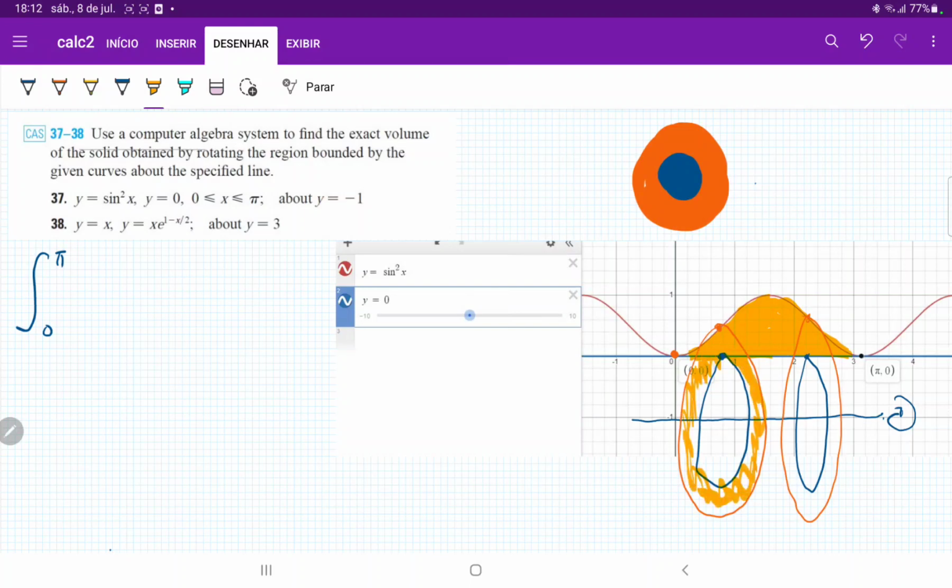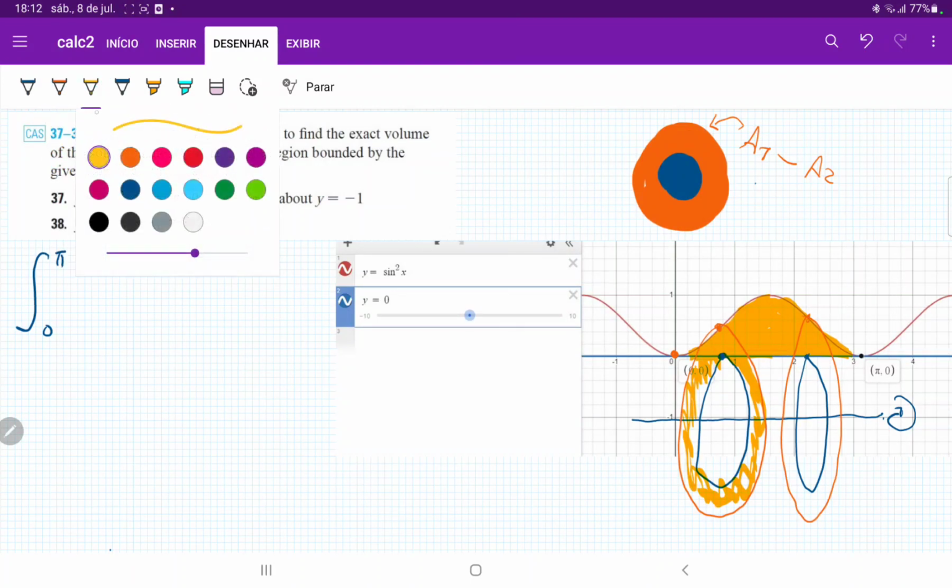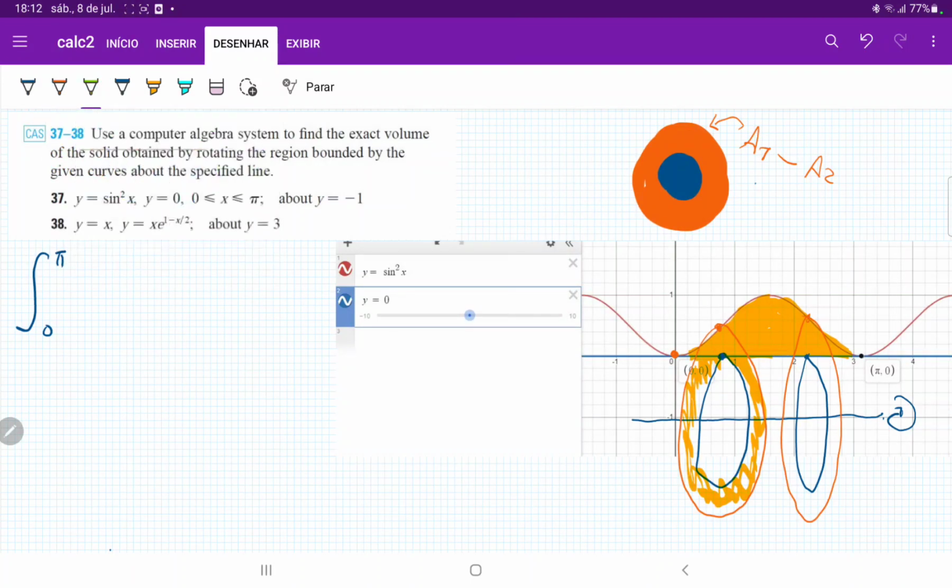So basically, when we revolve it, this ring is going to be described by A1 minus A2, where A1 is this circle that has the biggest radius r1, and A2 is the smaller circle that has the radius r2. So basically we have to take the area of the bigger circle and then remove from it the area of the smaller circle to get A1 minus A2, and then sum up that whole thing from 0 to pi.